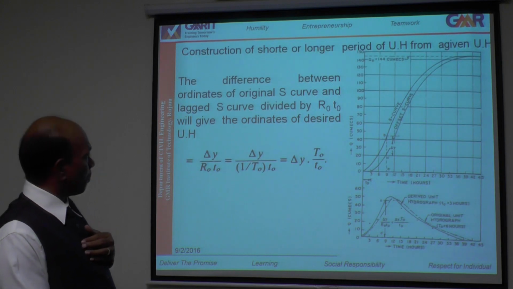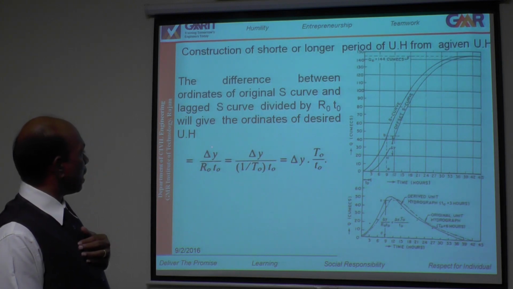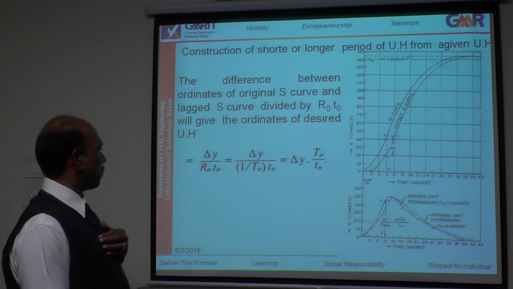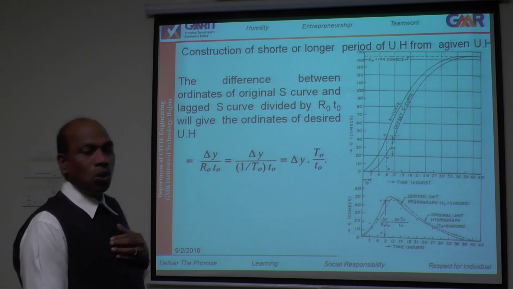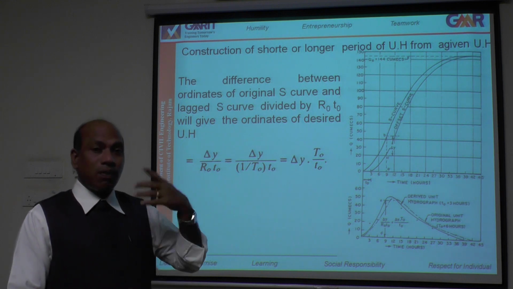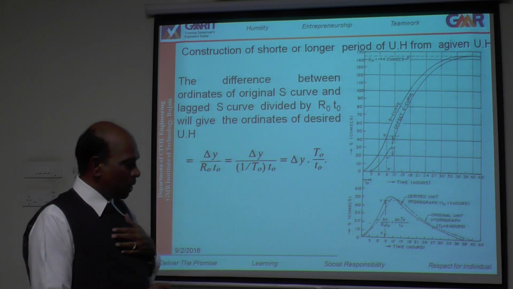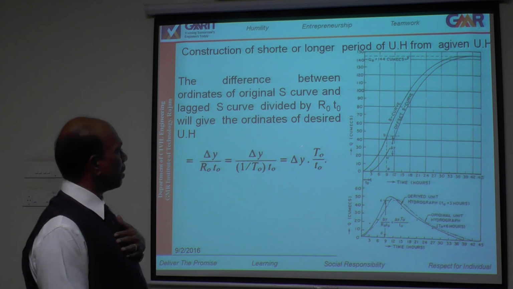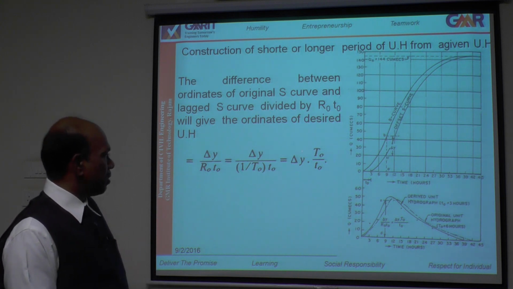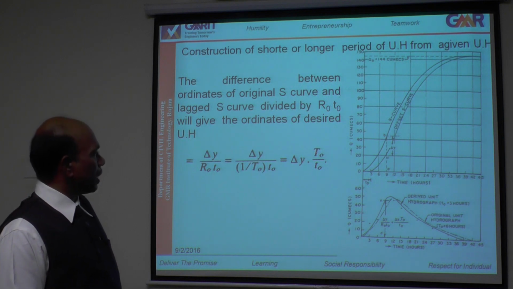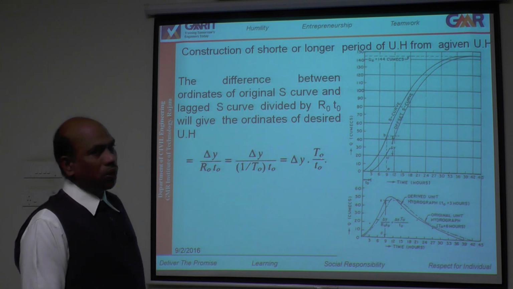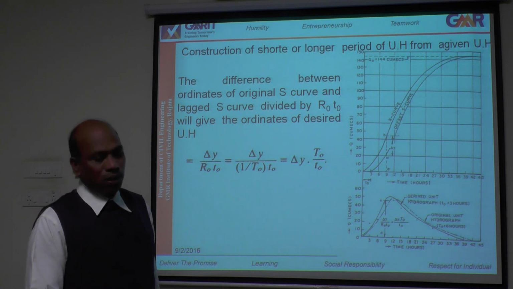Here is the formula. Delta y represents the difference between the S curve and the lagged S curve, divided by R0 into T0. This gives the ordinates of the required unit hydrograph. Here R0 is equal to 1 by the given unit hydrograph unit duration, that is capital T, and T0 is the required unit hydrograph unit duration. Finally, this is the formula for the ordinates of the designed unit hydrograph: delta y into T by T0. Here delta y is the difference between the S hydrograph and the lagged S hydrograph, T is the given unit hydrograph duration, and T0 is the desired unit hydrograph duration.